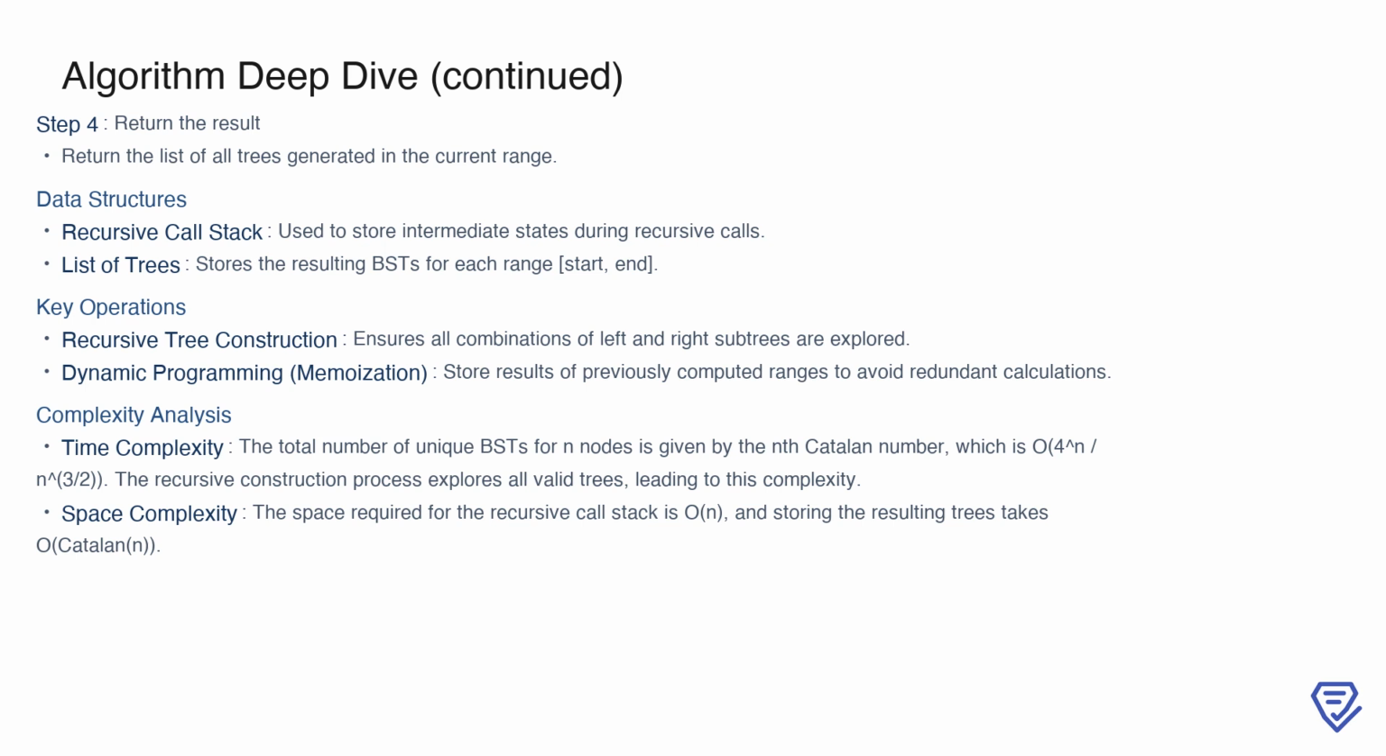This approach relies on a few key data structures: the recursive call stack, which manages intermediate states, and a list to store the resulting trees. Dynamic programming helps optimize the recursion by storing results for previously computed ranges, avoiding redundant calculations. The time complexity of this approach is tied to the Catalan number for n nodes, which grows as O(4^n / n^(3/2)). Space complexity includes O(n) for the call stack and additional space to store the resulting trees.